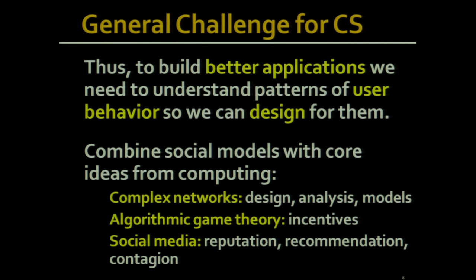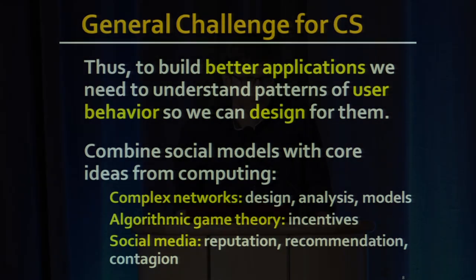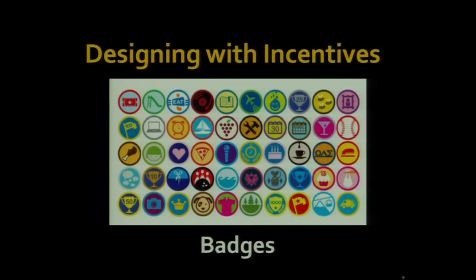Right, everything from understanding complex social networks, how to design, analyze and model them, how to work with algorithmic game theory and think about designing with incentives, and also think about social media, notions of reputation, recommendation, and a notion of contagion or virality of information that is being filtered by social crowds. And what I would like to do in the remaining few minutes is to tell you about two research projects that we've been recently working on that show the breadth of what we are doing.